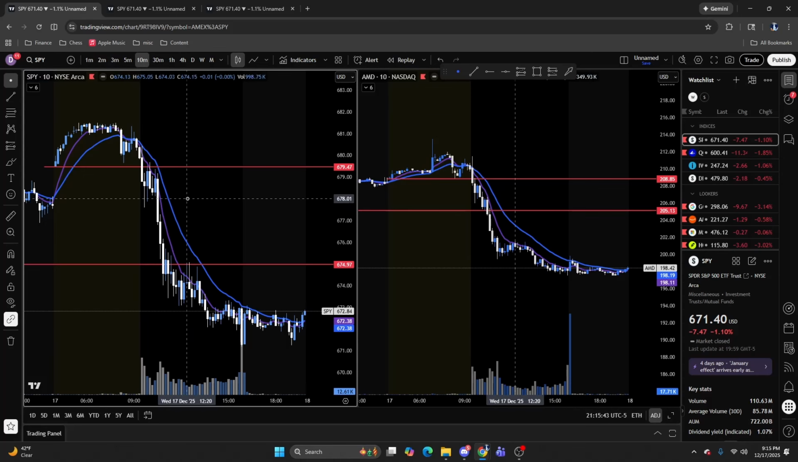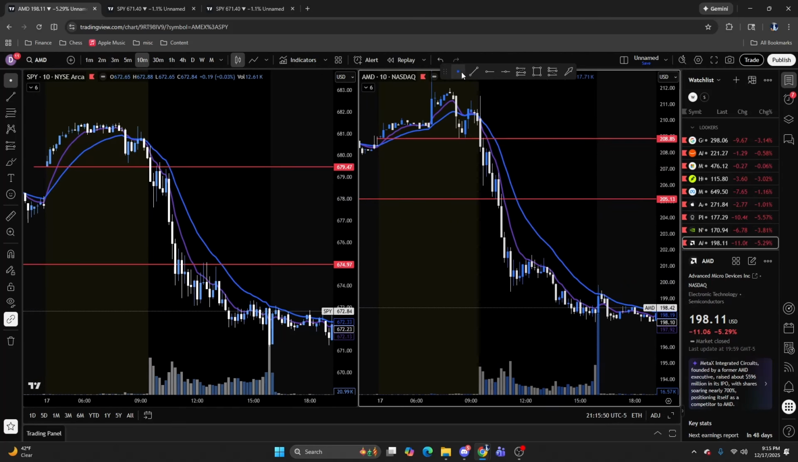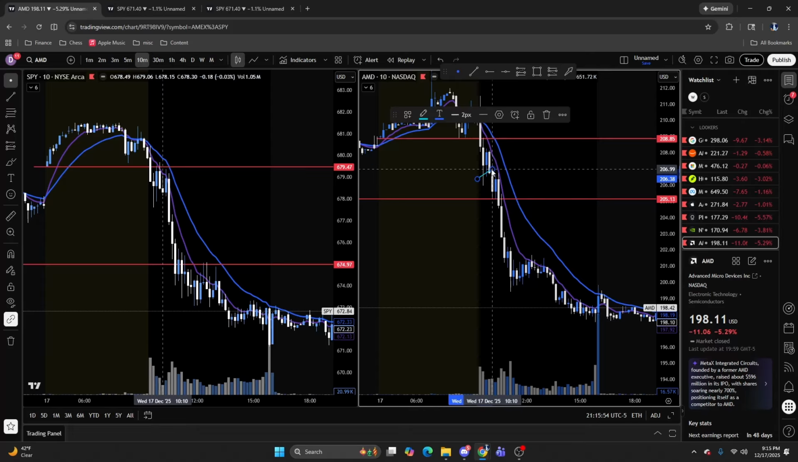But let's go over the 10-minute time frame, because for today we can see SPY was in a downtrend, right? But AMD was in a much cleaner downtrend, right? We can see here there's an entry here. This is a retest. All right. This is a retest off the 10-minute.